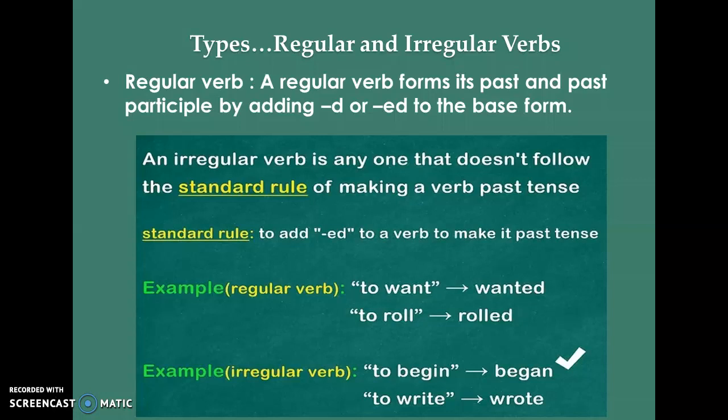You can see this example. Want becomes wanted. That's the second form, the past form of want. So it is a regular verb. Roll is also a regular verb because it is adding ed to make the past form of the verb. Now irregular forms are those which do not follow this rule. So begin becomes began and write becomes wrote. It means that begin and write are irregular forms of verbs.